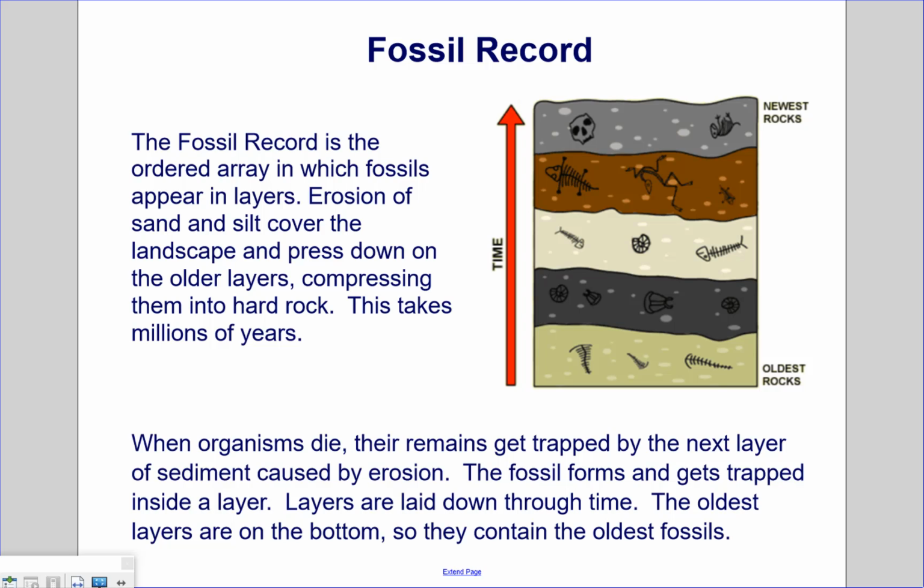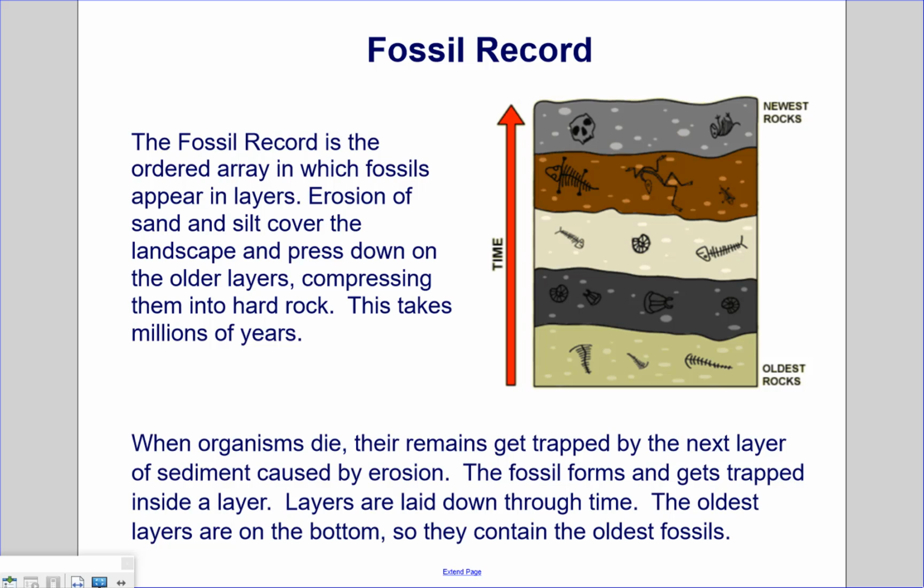Fossil record. The fossil record is the ordered array in which fossils appear in layers. Erosion of sand and silt cover the landscape and press down on the older layers, compressing them into hard rock. This takes millions of years. When organisms die, their remains get trapped by the next layer of sediment caused by erosion. So the remains that we see as fossils are actually rocks. So dinosaur bones are not bones, they're actually fossils, they're rocks. The organic tissue gets replaced by the inorganic substances in the sediments. So the fossil forms and gets trapped inside a layer.